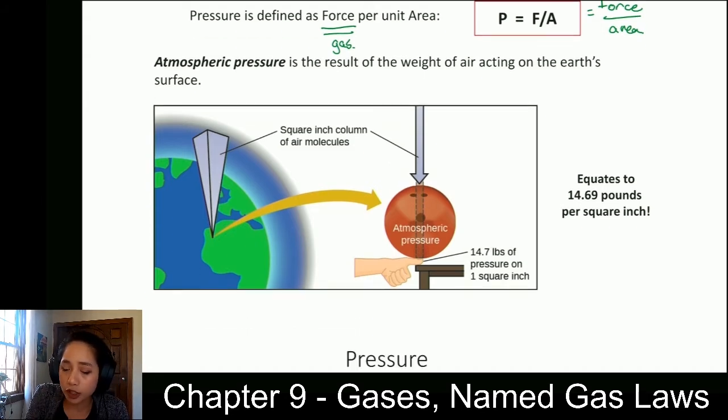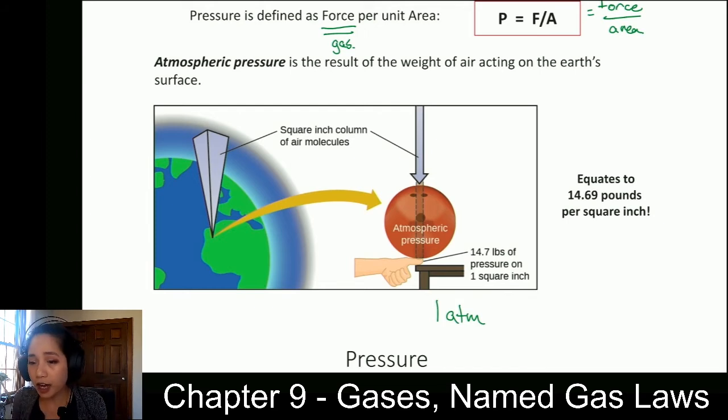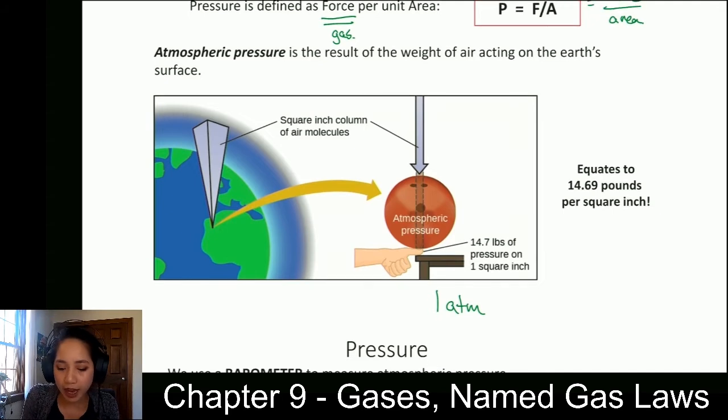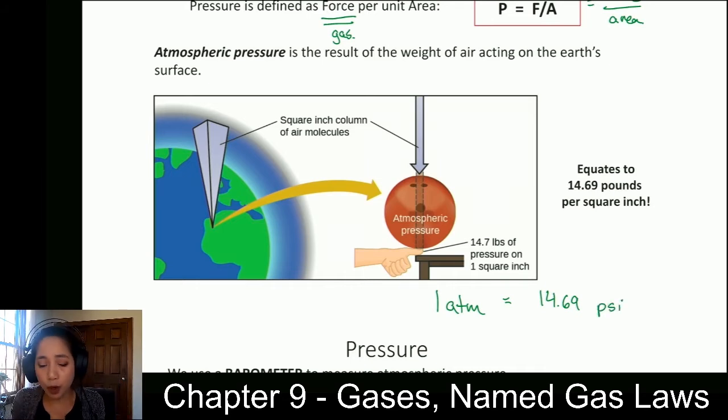Typically, especially in our gas law calculations, we'll usually use the pressure unit ATM. So it's defined on Earth. At sea level, we have 1.00 ATM, or atmospheres of pressure. And this is also equal to 14.69 pounds per square inch, or PSI. So both of these values are pressure units.